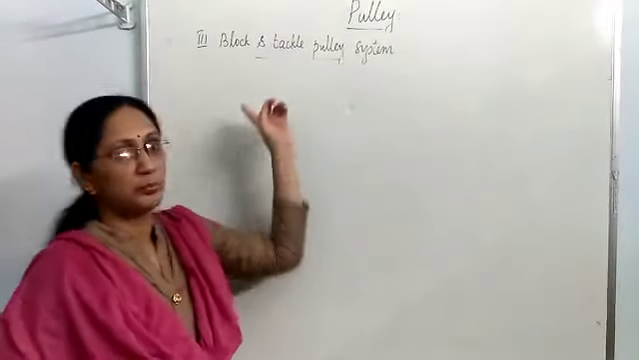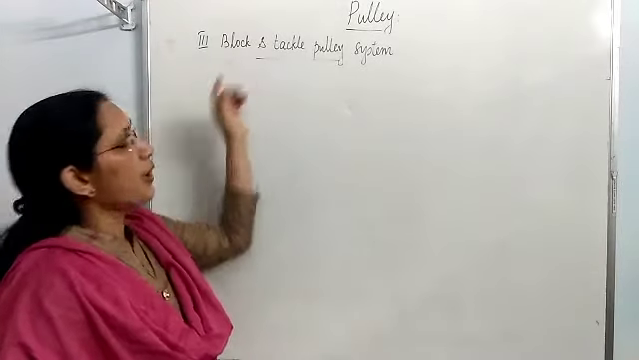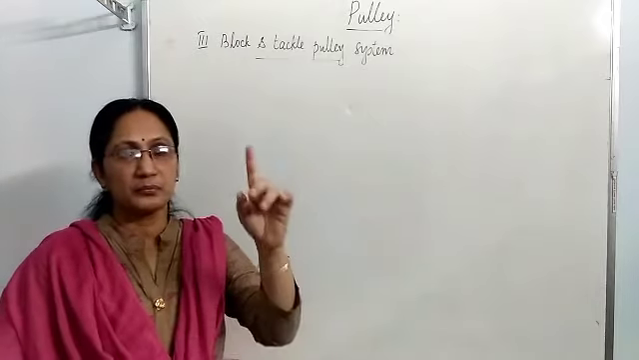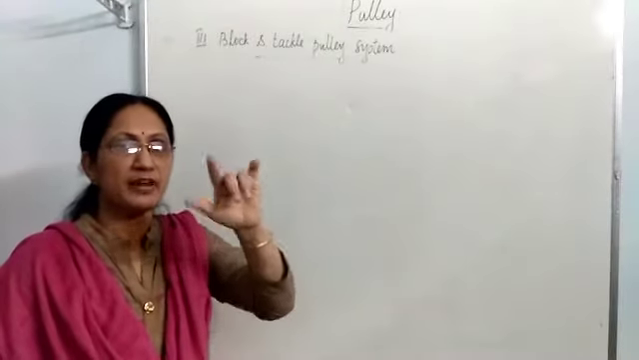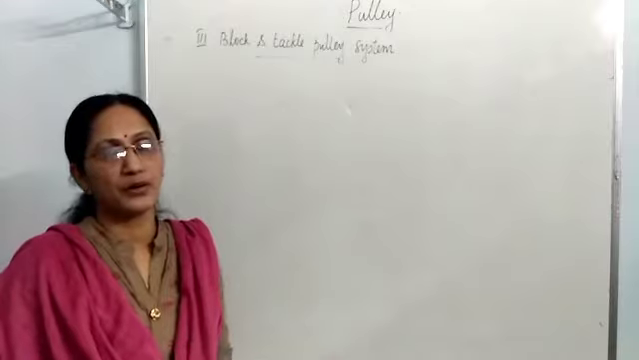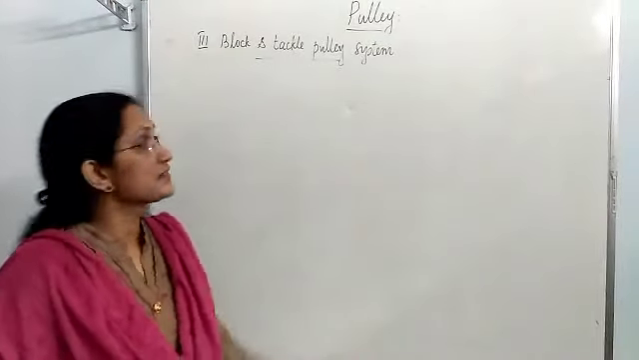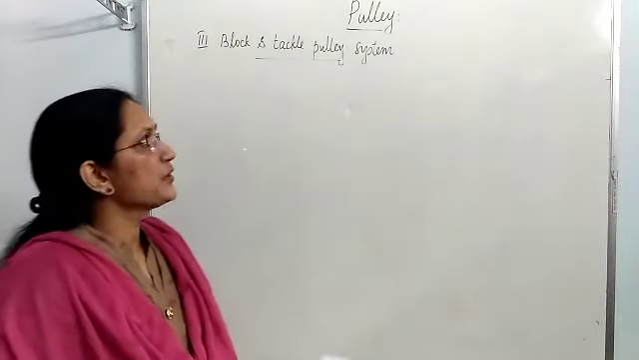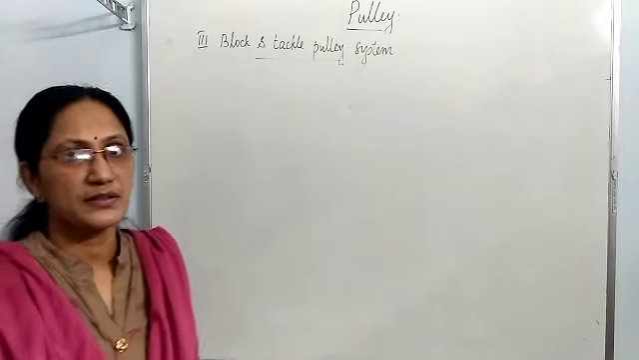Next, third one, block and tackle pulley system. The word block means a combination or group of pulleys mounted on a single frame. In the diagram I will show it. On a single frame, a number of pulleys can be fixed, that is called a block. And a rope will pass over all these pulleys, that we call the tackle. So in this pulley system, you can use any number of pulleys.